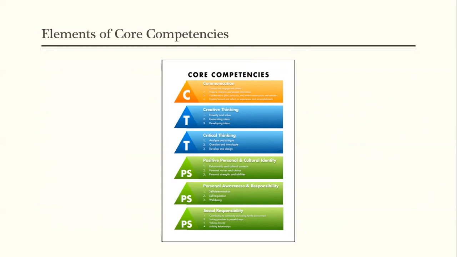How do you see your students? What service do you provide that's unique? How do you communicate differently than the rest of the competition? How do you think differently, creatively, versus your competition? How do you think critically versus your competition? What is your identity as it relates to the people you serve?